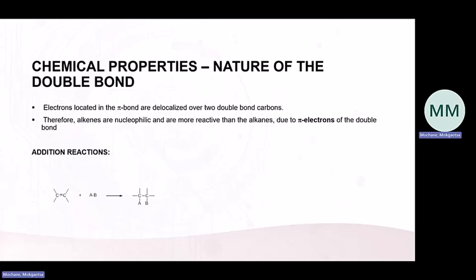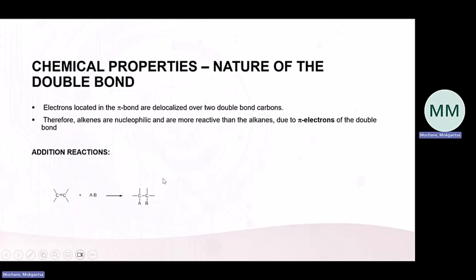Therefore, because of the presence of the pi bond, the alkenes are nucleophilic, meaning that they are rich with electrons, and also they are more reactive than the alkanes. Why? Because of the presence of the pi electrons of the double bond. So double bonds are more reactive than single bonds. So the alkenes are more reactive than the alkanes because of the presence of the pi bond that is delocalized over those two double bond carbons.